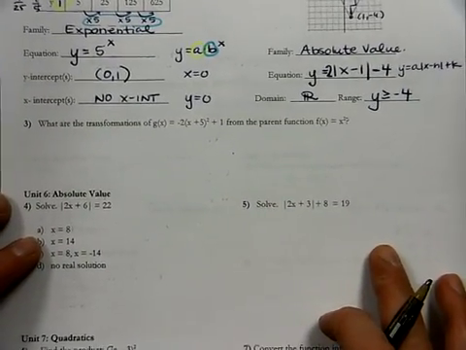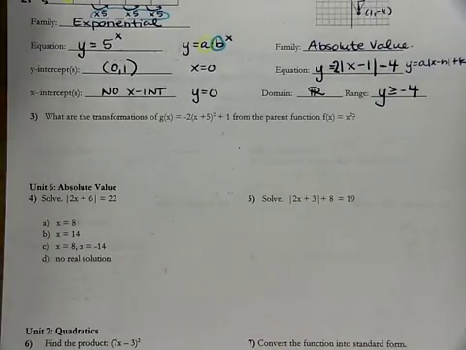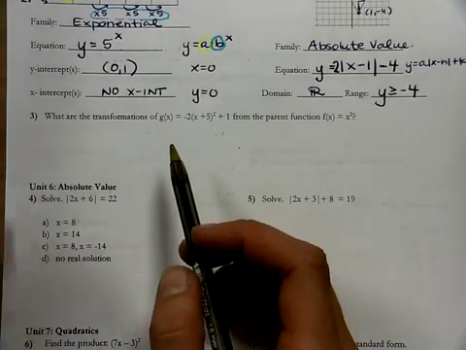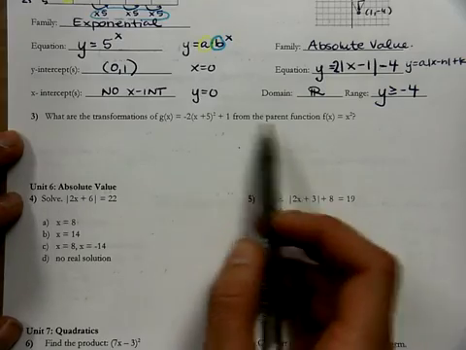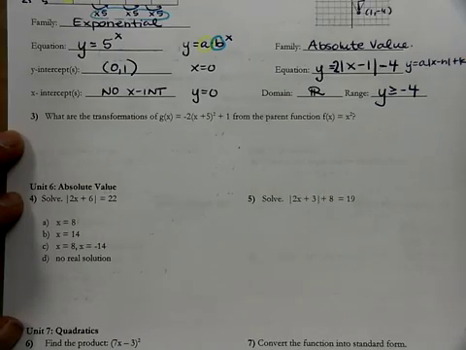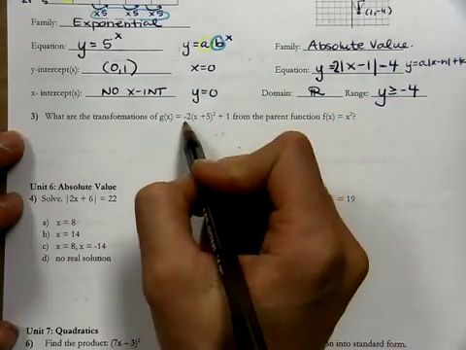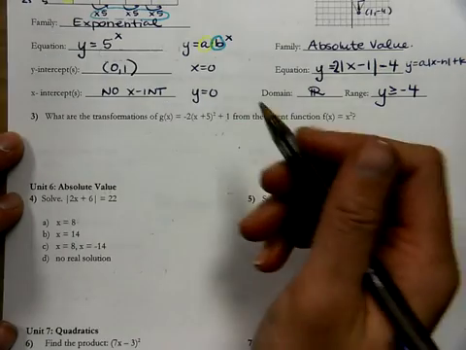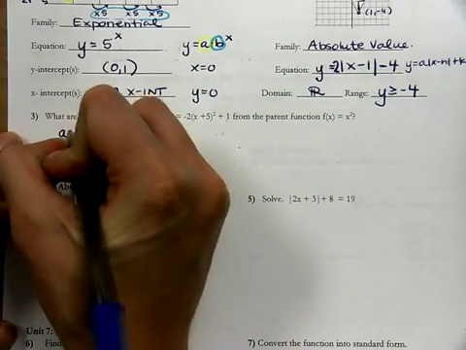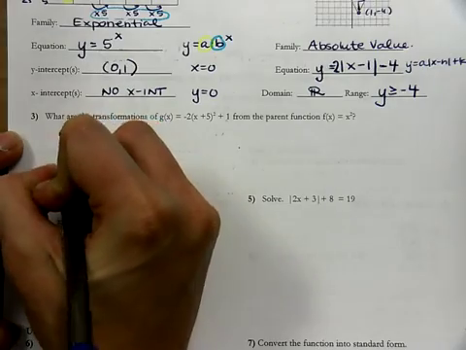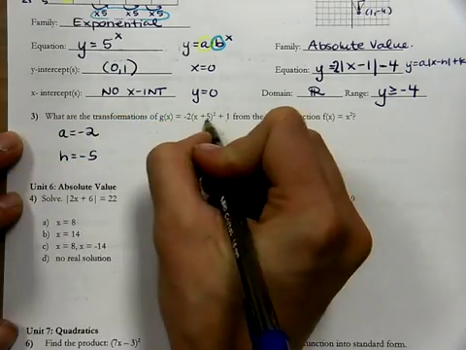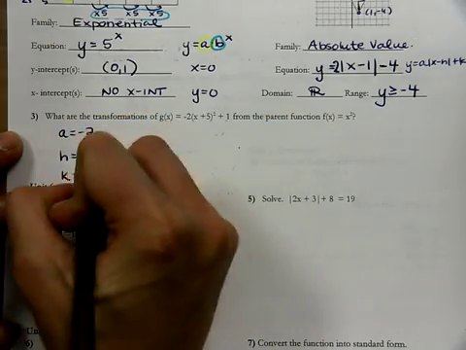Scooching down, I'm looking at number 3. It says, what are the transformations of this function from the parent function f of x equals x squared? Well, when I look at this, I recognize that's vertex form of quadratics. So here, a is -2, h is -5. Remember, it's opposite the sign you see, and k is 1.